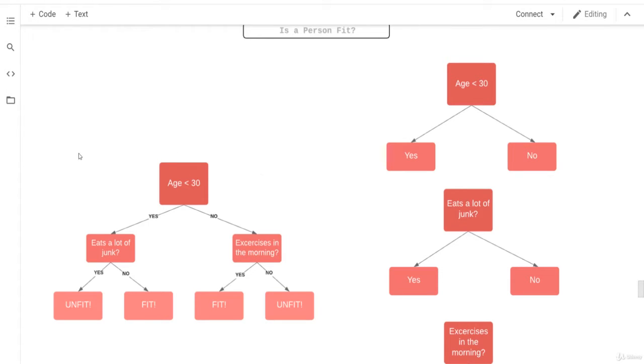If we build a complete decision tree, we will first classify based on the age. So if this person is younger than 30, right, is below 30, then we will check if he eats a lot of junk food or not. If yes, then this person is unfit. If no, then this person is fit. Okay, and if he is above 30, then we will check if he exercises in the morning. If yes, then this person is fit. If no, then this person is unfit. Okay, very, very simple if we use a decision tree.